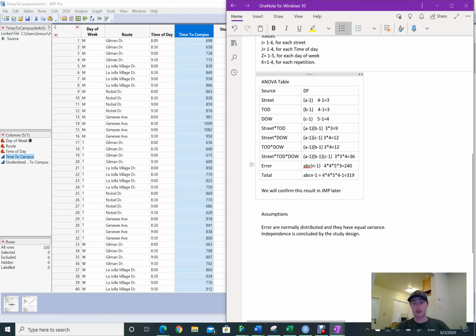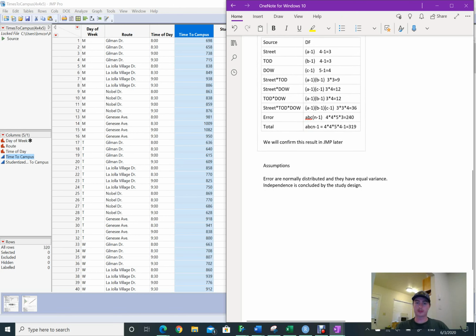And then our error. One thing to notice here is you have ABC times n minus 1. If you don't have multiple repetitions for each treatment combination, your n is going to be 1, and n is the number of repetitions. In our case, it's 4, so we have 3 here, but if it was 1, you would get 0 for the error, and therefore you wouldn't be able to continue on with your ANOVA analysis. In that case, we would just take out the 3-way interaction term. And then our total is just the number of responses minus 1.